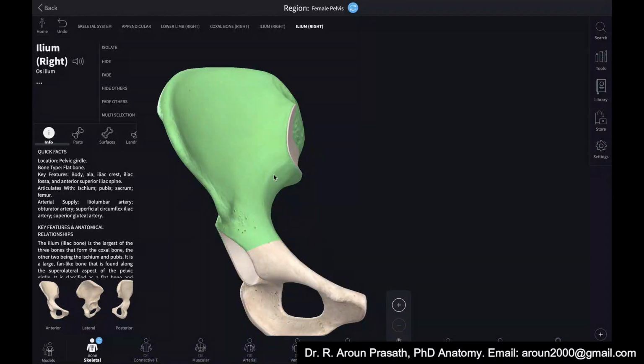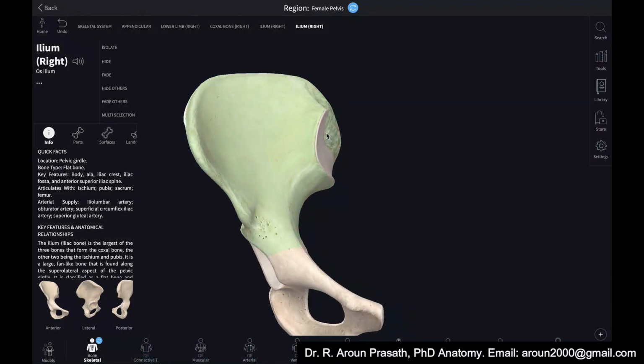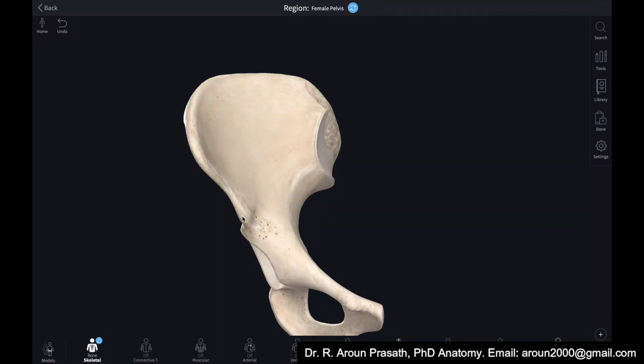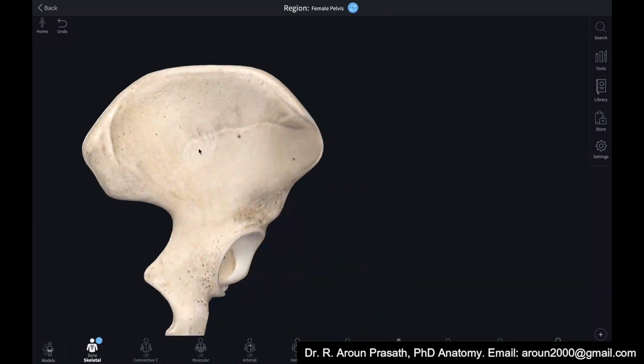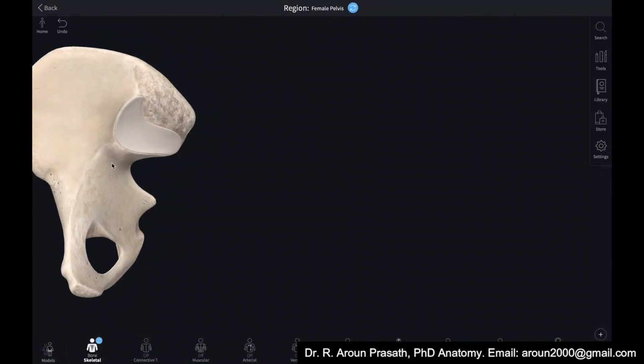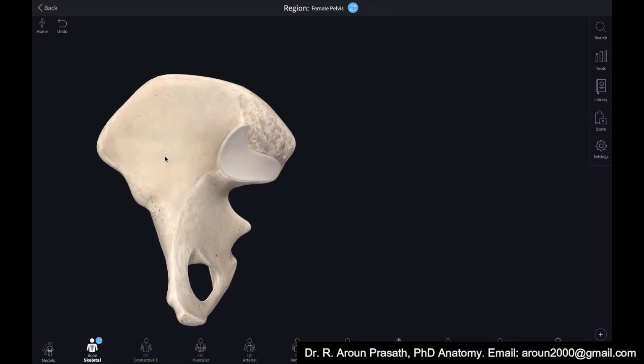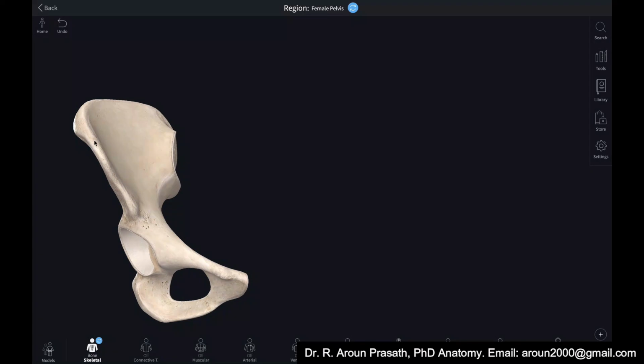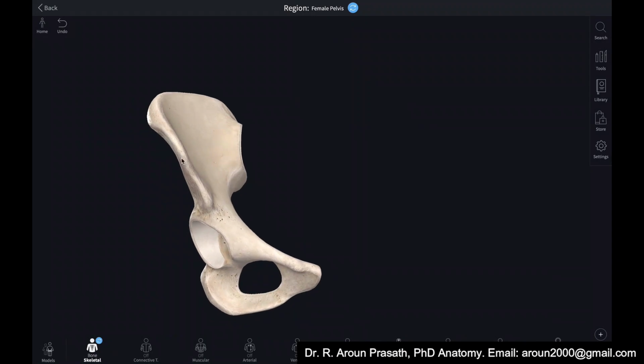So let me review again. This is the articulating surface of the sacroiliac joint, iliac crest, anterior superior iliac spine, anterior inferior iliac spine, posterior superior iliac spine, posterior inferior iliac spine, greater sciatic notch, gluteal surface, gluteal fossa, and this is the iliac fossa. And on the right side, this is the right iliac fossa.